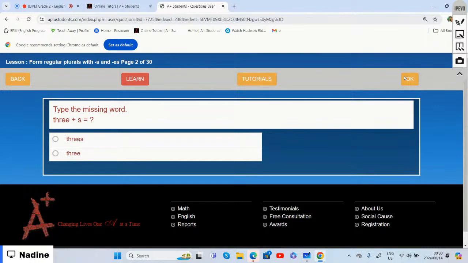All right. We have three, like the number three. Three plus S. Is it option 1, which is threes, or is it option 2, which is three? Three plus S. Is it threes or is it three? That's if we add an S.